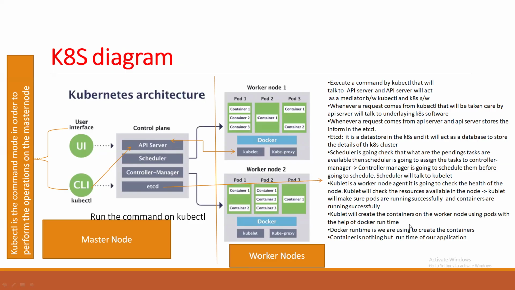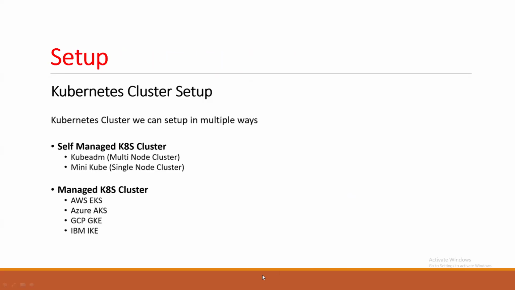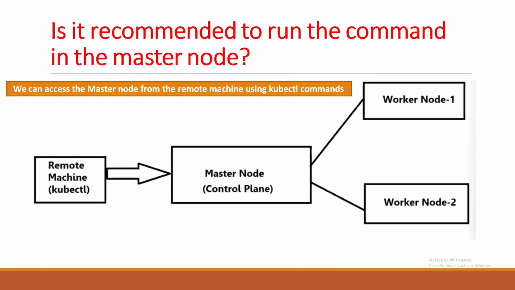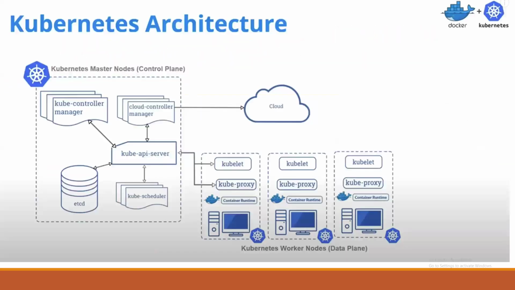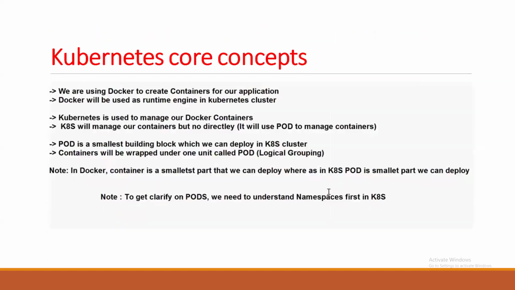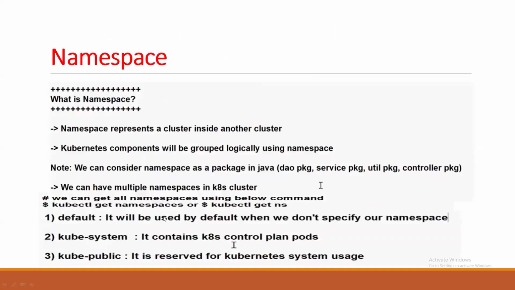So kubelet will create a container on the worker node, for the pods, with the help of the Docker runtime. The Docker runtime is what we use to create containers. A container is nothing but a runtime of our application. Guys, understood now? By using a manifest file, what are you trying to create? You are trying to create a container. So what is the manifest file?